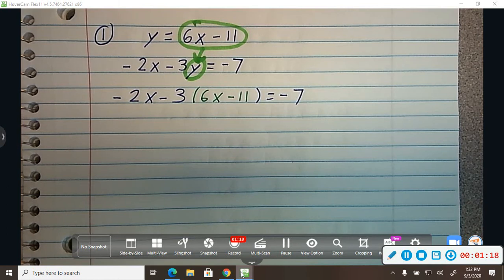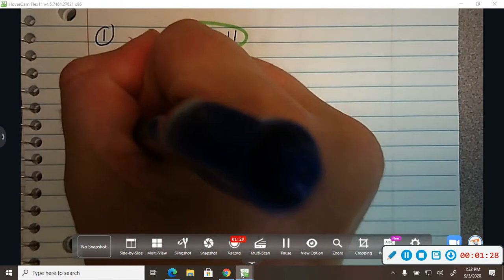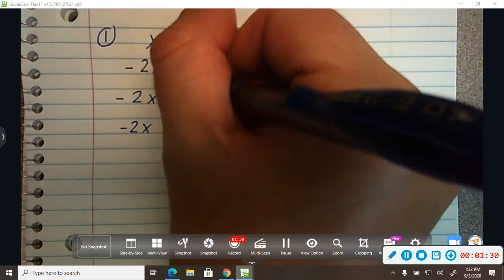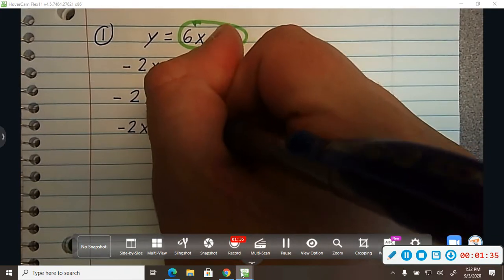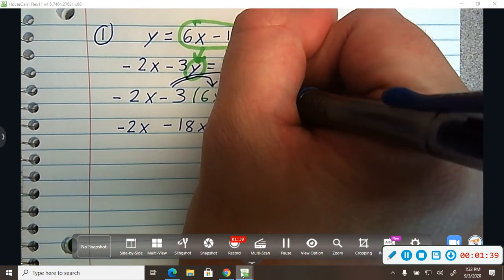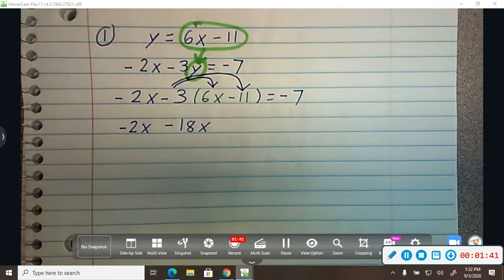Oh, this is all coming back from there. Do you remember this? From here, we're down to algebra 1 stuff. So I could distribute my negative 3 to the 6x, and the negative 3 to the negative 11. Negative times negative is positive.